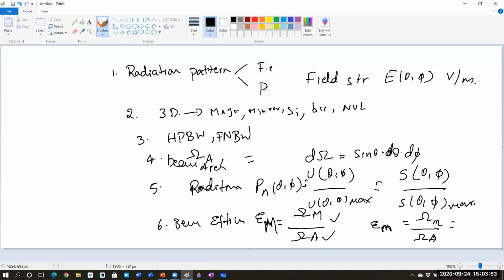And next one, the last for today's class, directivity and gain. These are some of the parameters of the antenna. Please study these parameters, and in the next class we will look into other parameters.